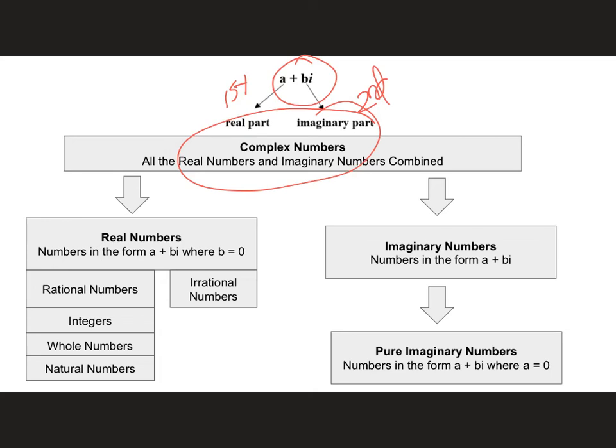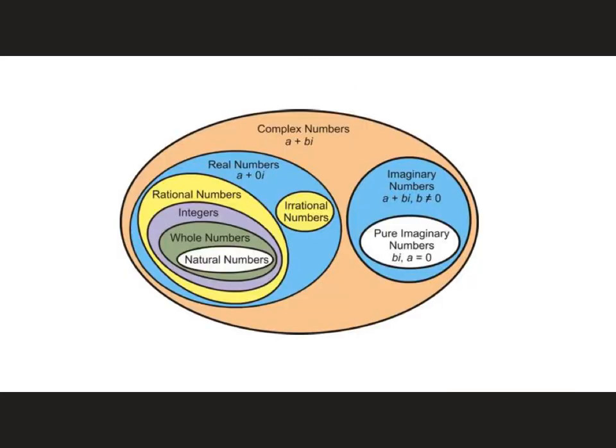So now to look at all of our different types of numbers and categorize them, complex numbers are going to include both real numbers and imaginary numbers. And as we saw at the beginning, real numbers include rational numbers, integers, whole numbers, natural numbers, and irrational numbers. With imaginary numbers, we have what's called pure imaginary numbers. These are in the form of a plus bi, where a is simply 0. When a is 0, all you have is an imaginary part.